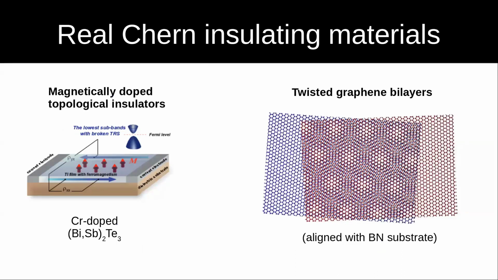A last important point is that Chern insulators, of course, can be observed in nature. So there are materials that show a quantized Hall conductance even at zero magnetic field. And there are two very popular examples. One is the case of magnetically doped topological insulators, in particular chromium-doped bismuth telluride. And there's another example, which is the case of twisted graphene bilayers.